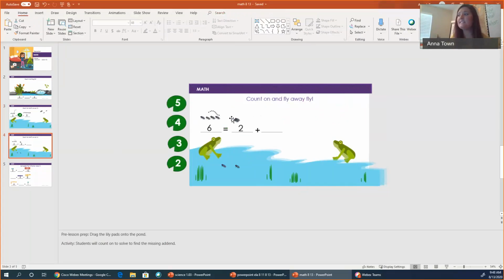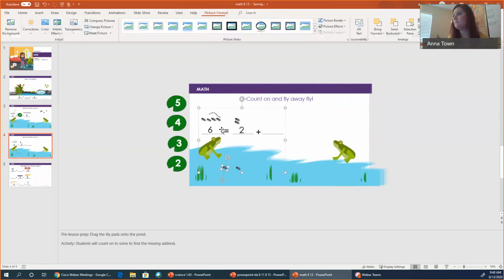Okay, boys and girls, this is the sum. I know it's coming first, but we know it's the sum because we are missing a number after our addition sign. So this is our sum. I'm going to move these back here really quick. I'm sorry. Okay, our sum is 6, and we have 6 is equal to 2 plus a number.